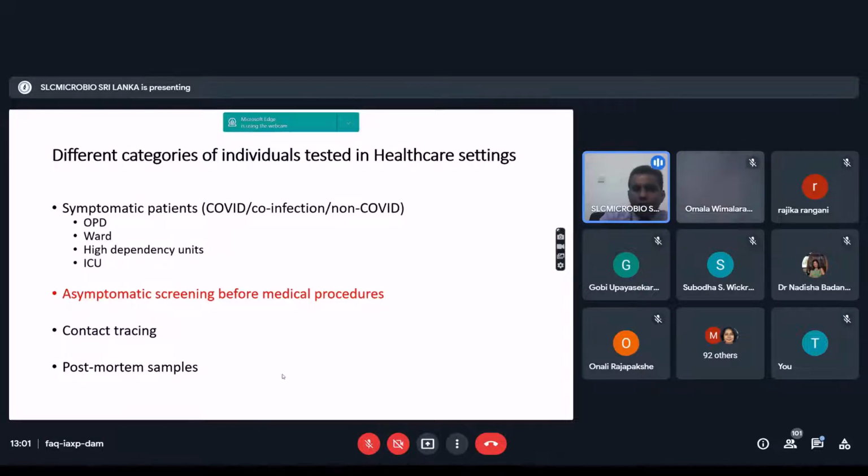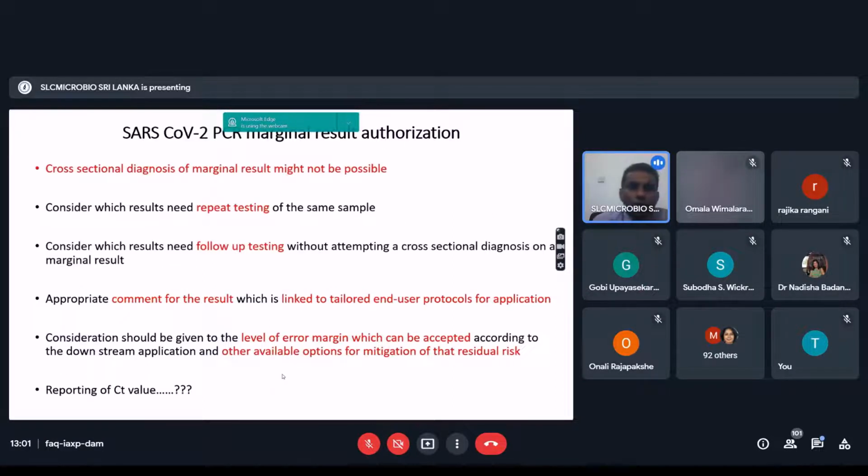Also, we do contact tracing and postmortem samples. So in our authorization, in the lab, medics or consultants tend to authorize PCR results. In authorizing marginal results, we have to keep in mind that sometimes we should not make a cross-sectional diagnosis on marginal results. So we have to identify these results. We can't make a cross-sectional diagnosis on the spot based on these marginal results.